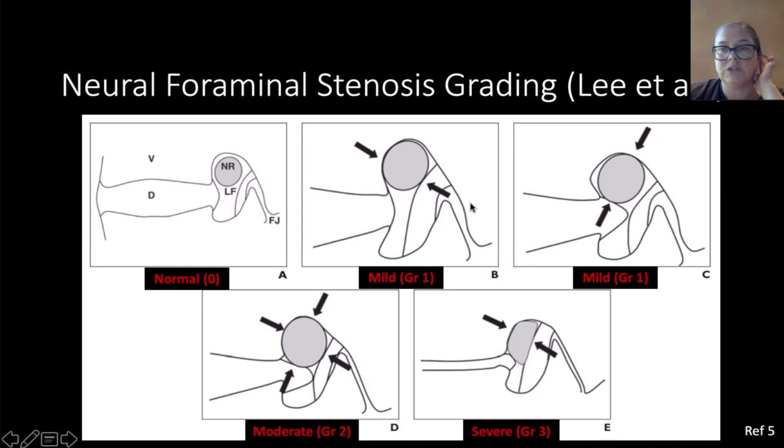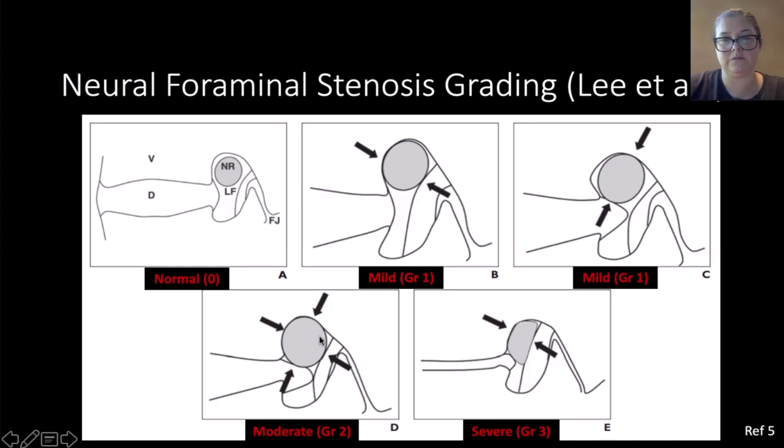So for mild, their grading classification is effacement of the fat, or I guess technically abutment of the nerve in one plane. So whether it be AP, whether it be craniocaudal, just in one direction, or narrowing the fat, I guess, on either side of the nerve, so in two planes. So this is mild. Moderate is you've got narrowing of, effacement of the fat all around the nerve, or abutment of the nerve in two different planes. So you don't just have AP or craniocaudal, you've got both, but the nerve is not compressed.